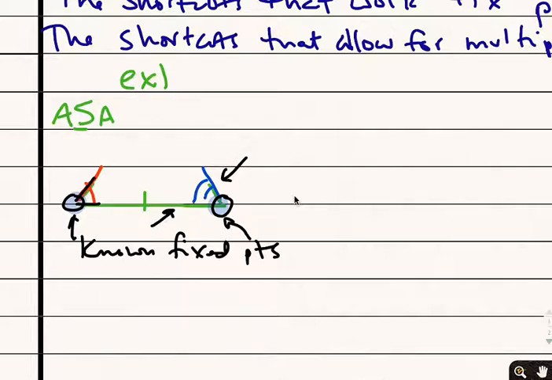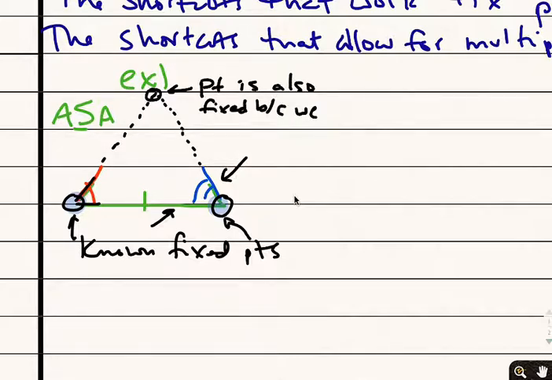So I would say the third point is also likewise fixed, and here's the reason why. These have to extend out to meet a third point. Okay? So this point is also fixed because we can't change the angles.